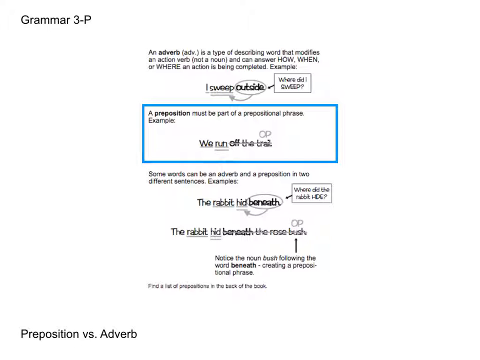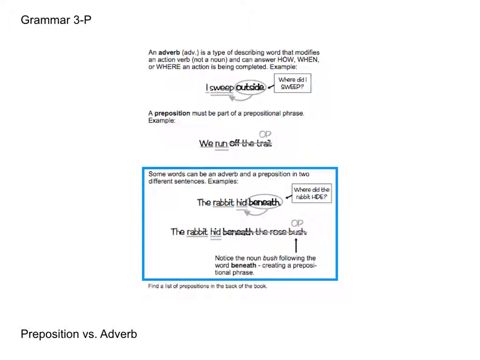So let's look at a word that can be used in these two different sentences. So here we have the word beneath. The rabbit hid beneath. Where did the rabbit hide? Beneath. Or the rabbit hid beneath the rose bush, beneath being a preposition because there is a prepositional phrase, beneath the rose bush. As we can see, bush is the object of the preposition. So it's important for you to recognize that a preposition will always be used in a phrase. It will never stand alone.